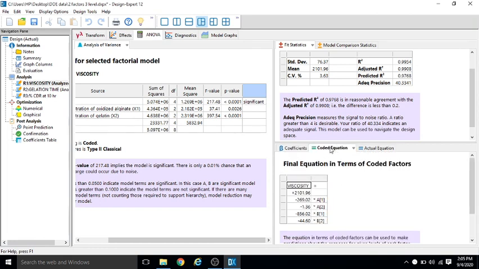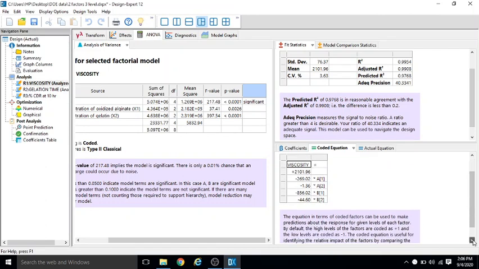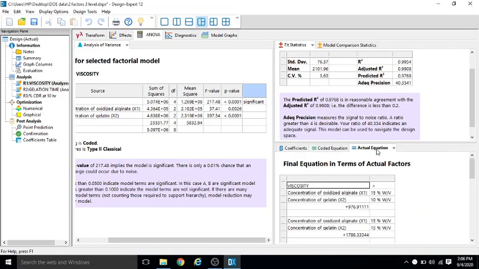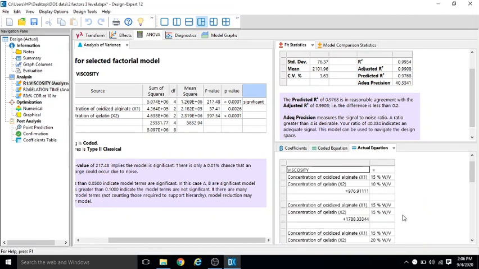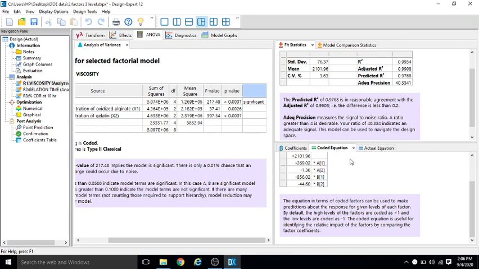When you click on this particular tab, that is coded equation, it gives you some mathematical detail about an equation known as the polynomial equation. This polynomial equation is very important. Here you can see that all independent factors are showing their effect, but there is no interaction at all. So interaction is completely absent. This is called the actual equation, but the coded equation is more useful for us.